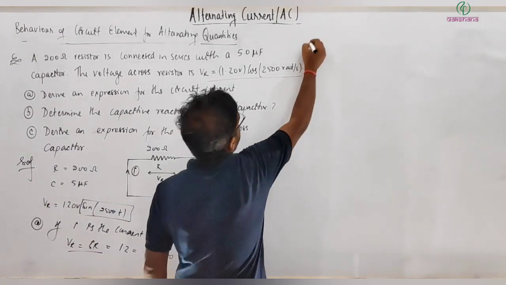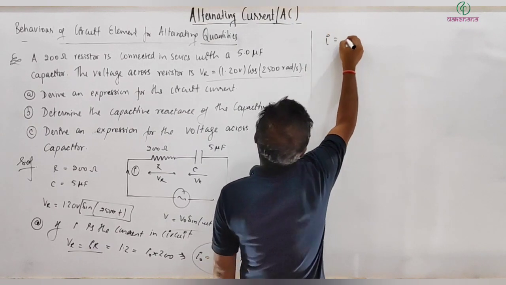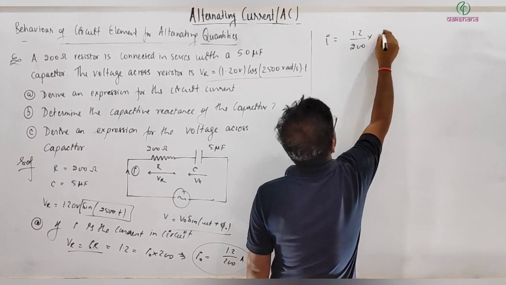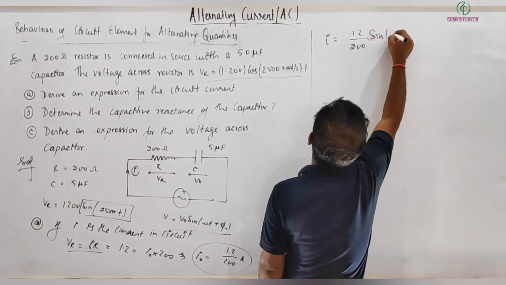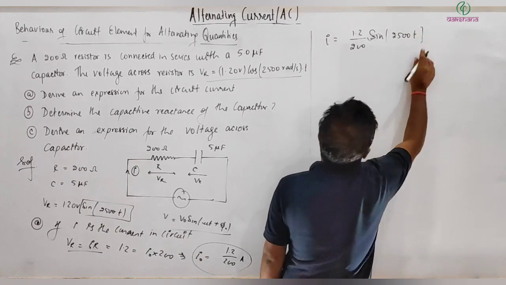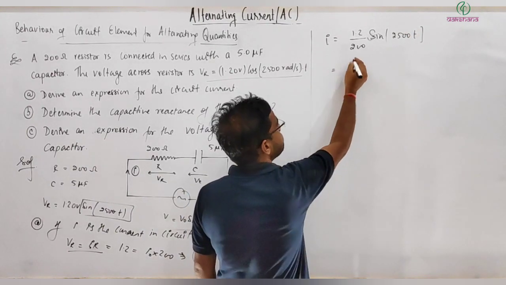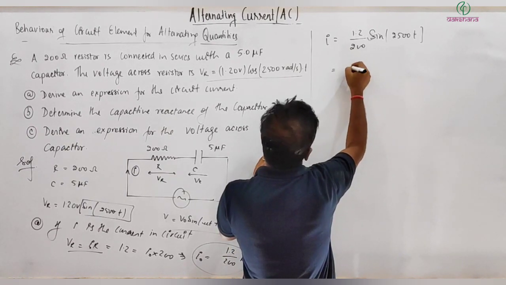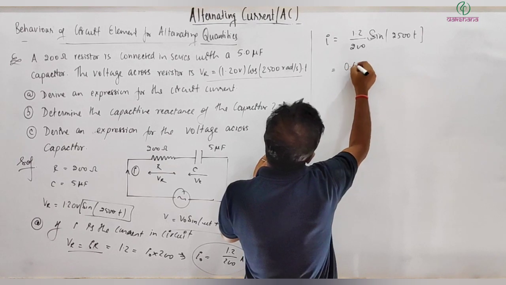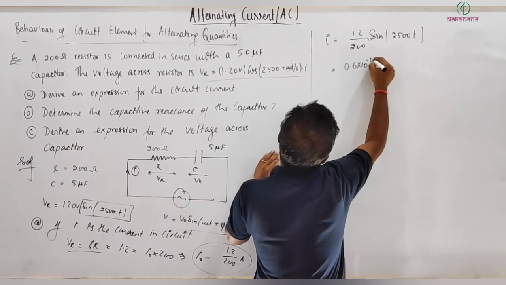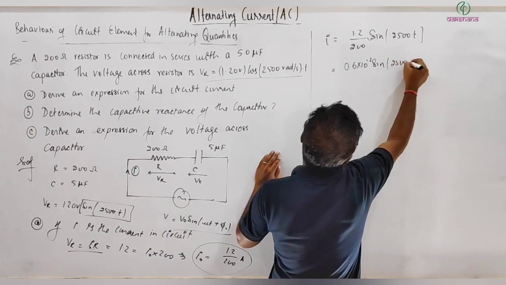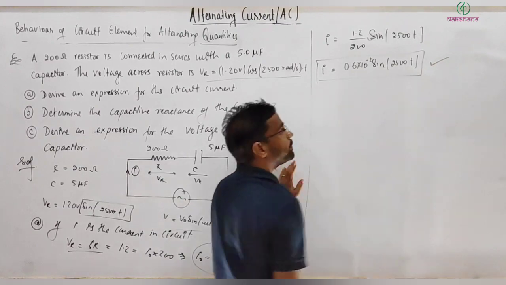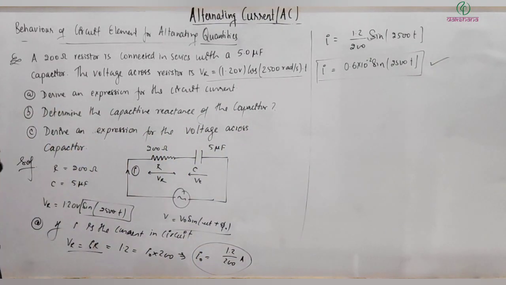Once I have I naught, I can write the circuit current. The current in the circuit is I equal to 1.2 divided by 200 multiplied by sine of 2500 t, with the same phase. You can further simplify it, so it will be 0.6 into 10 raised to power minus 2 sine of 2500 t. This is the circuit current as a function of time. I hope you understood this part.